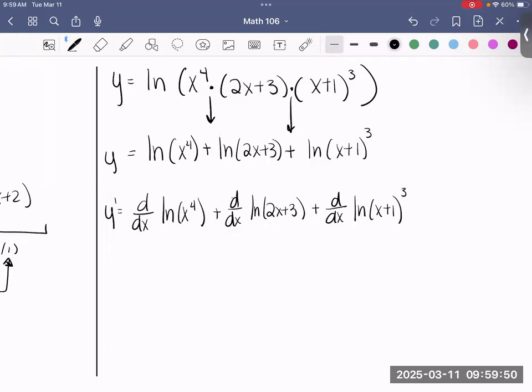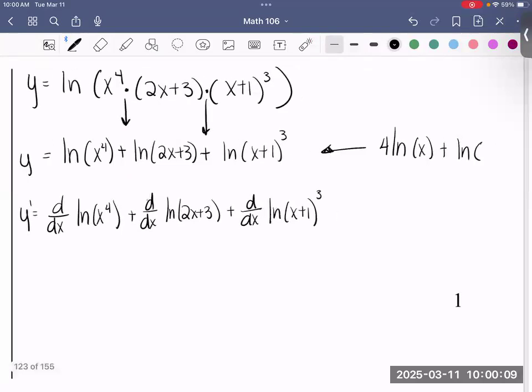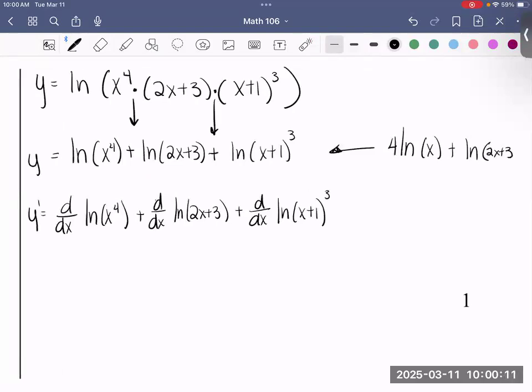Okay, so now let's go ahead and derive. Now, if you want to, you could always use some other property where you put the 4 out in front right here. And I might even show you that over here. If you wanted to, you could write 4 ln of x plus ln of 2x plus 3 plus 3 ln of x plus 1. And then you can go ahead and derive these in chunks. It's not really going to matter much.